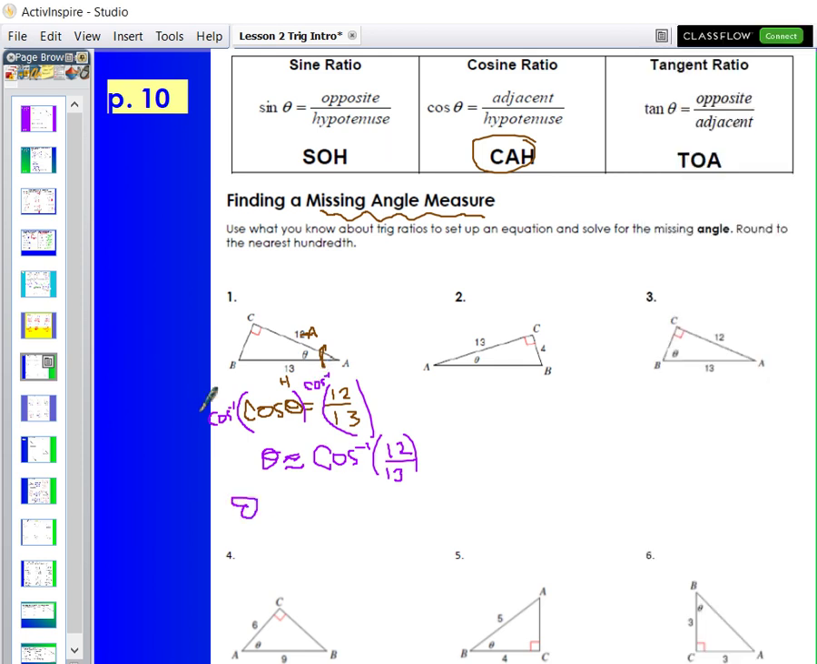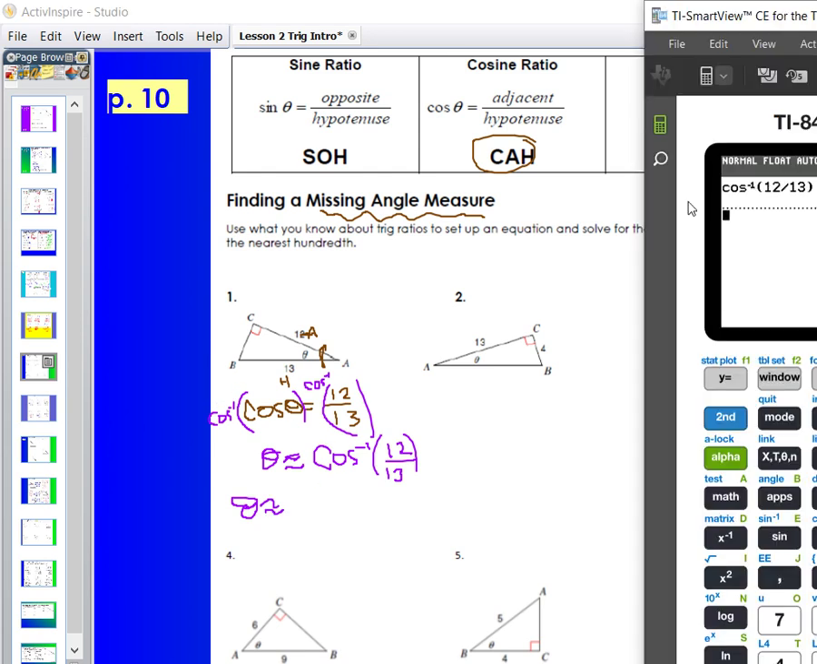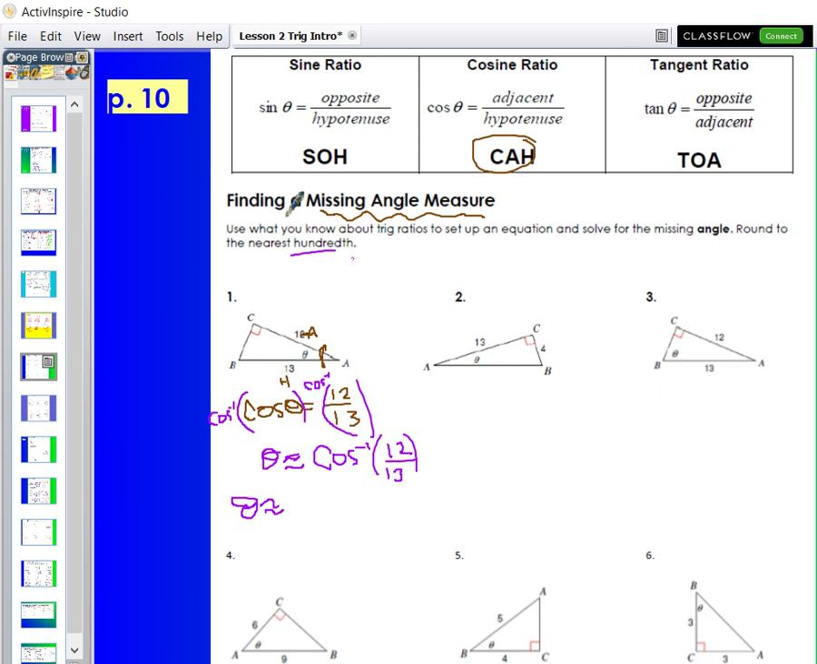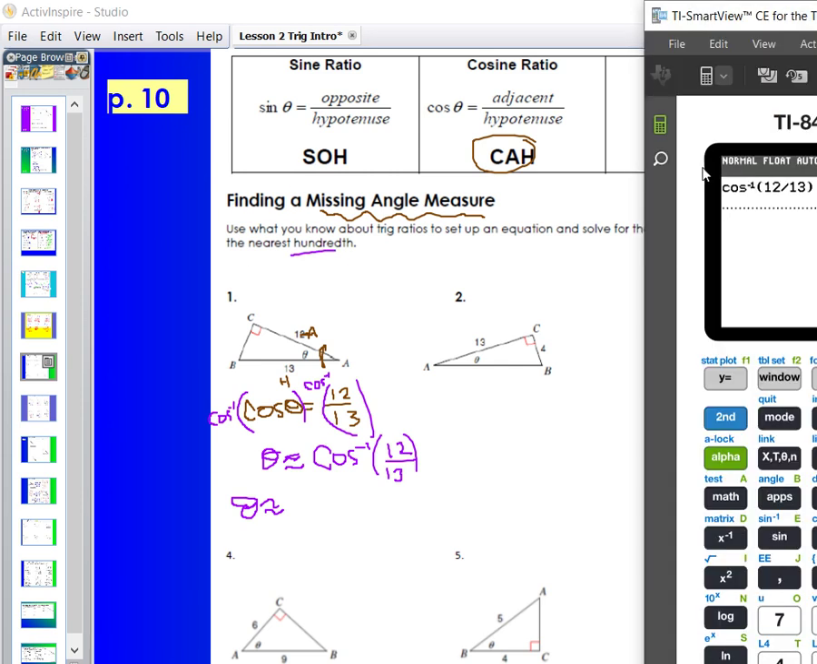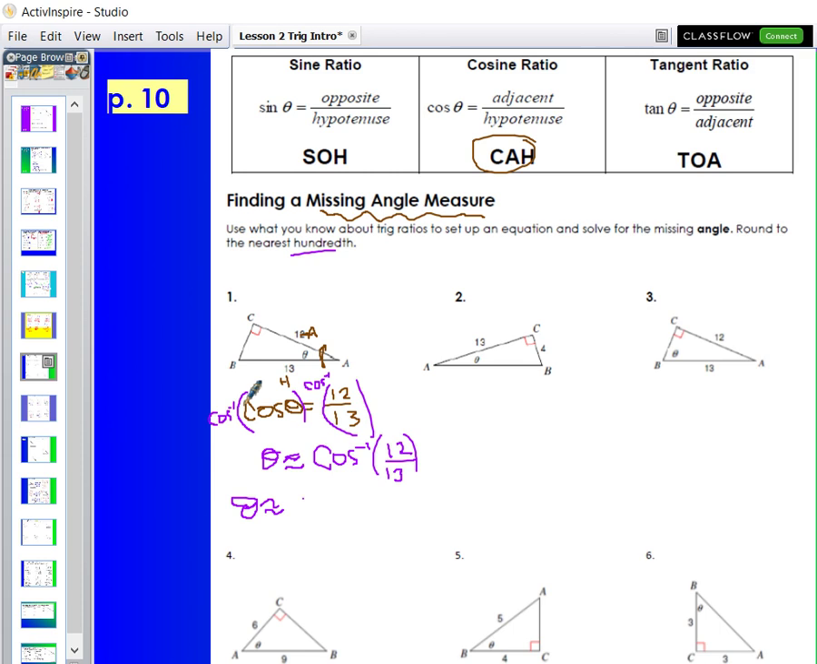So theta is approximately 22.6, and it said round to the nearest hundredths. So 22.62 degrees. Make sure you're writing degrees in there. All right. Great. So, should we try one more? We'll try one more together, and then you guys can take off on your own.